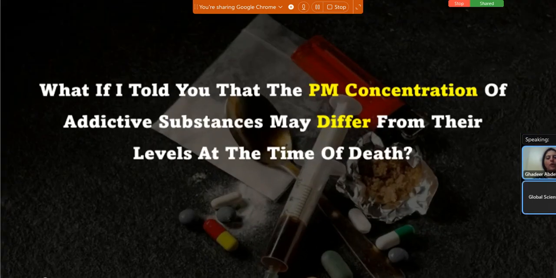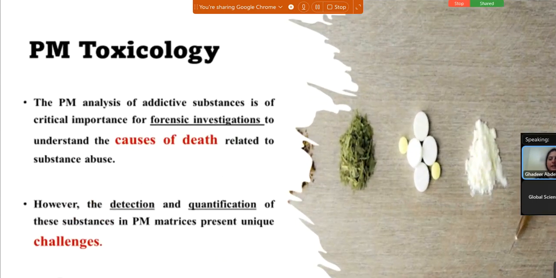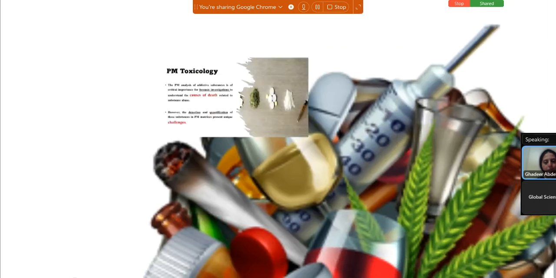Okay, yes, it is. What if I told you that the post-mortem concentration of addictive substances may differ from their levels at the time of death? Actually, this is the challenge that we face in post-mortem toxicology. The post-mortem analysis of addictive substances is of critical importance for forensic investigations to understand the causes of death related to substances of abuse. However, the detection and the quantification of these substances in post-mortem matrices present unique challenges.